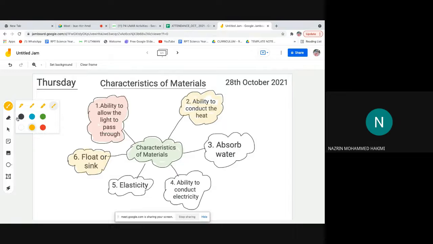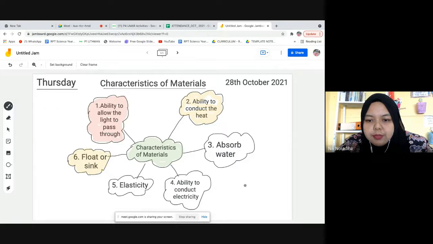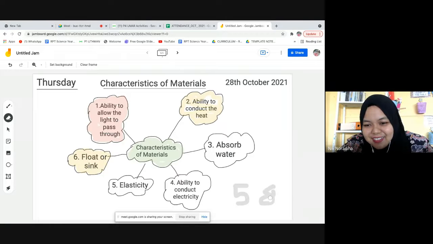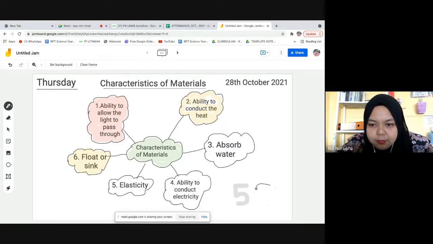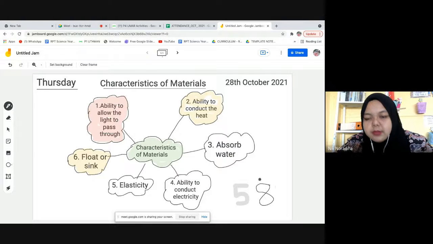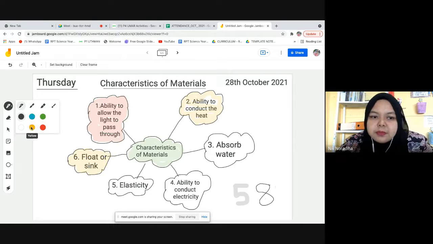Page 58. I chose pen just now, but since I use watercolor, let's try one more time. Page 58, we discuss at 9:45.